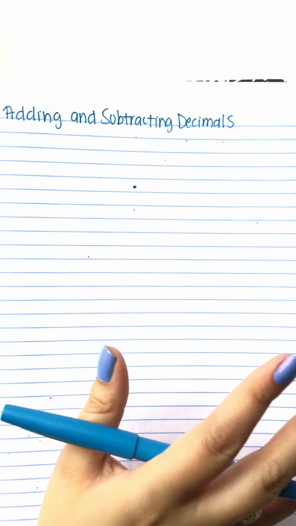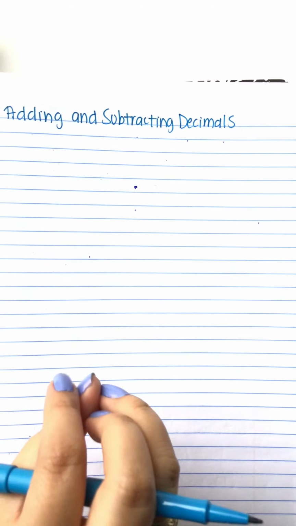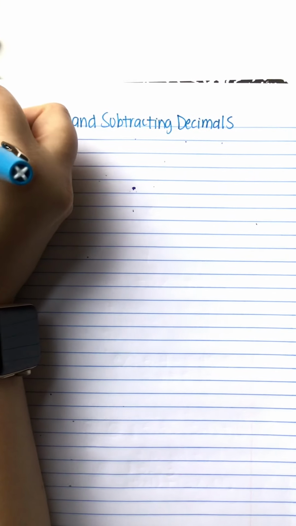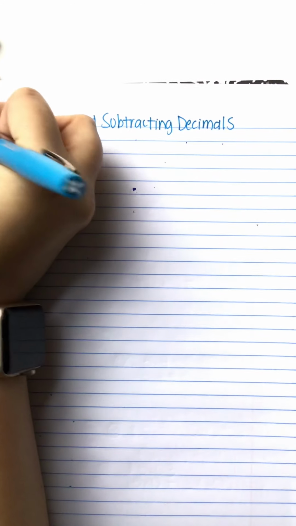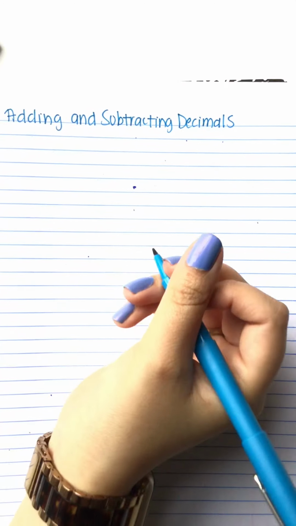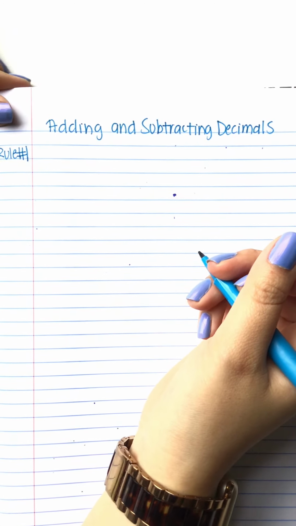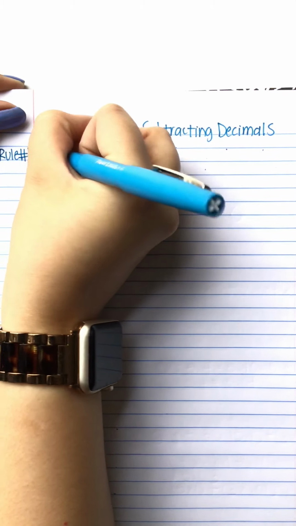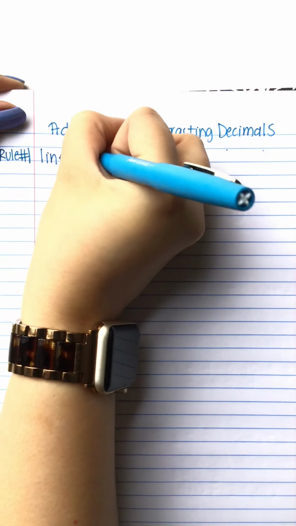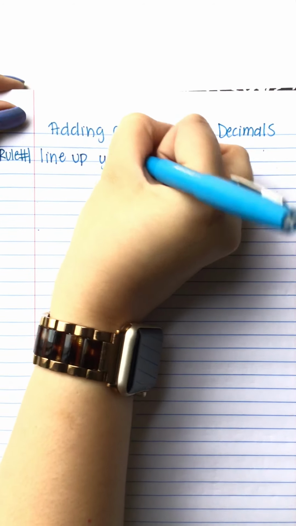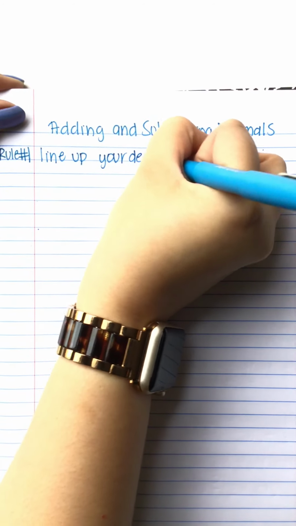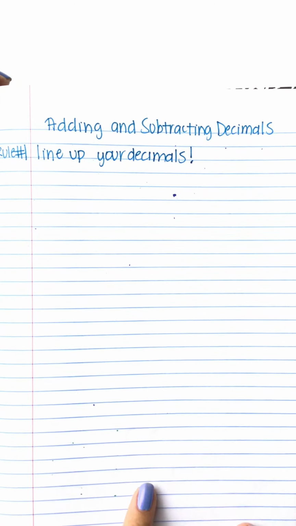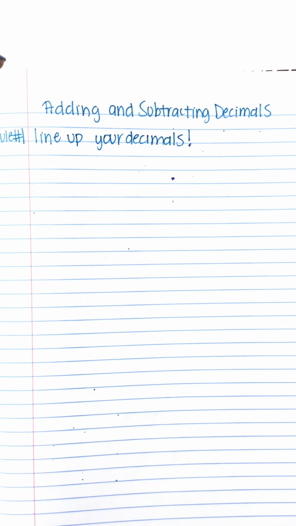And for adding and subtracting decimals, place value is extremely important. So the first rule, rule number 1, is that you have to line up your decimals. If you want to keep your place value, lining up your decimals is going to help.